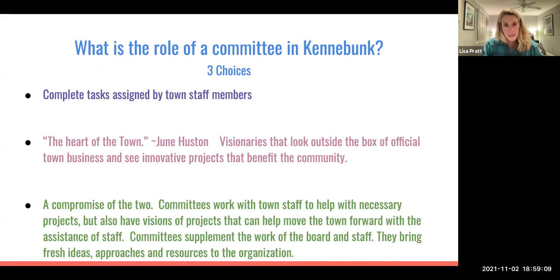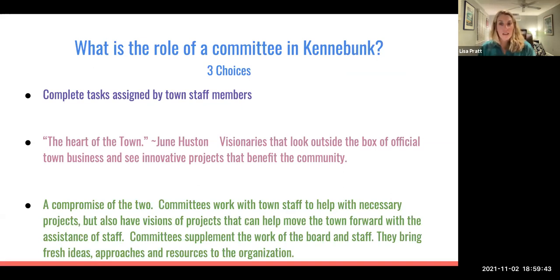So this is why we're all here tonight. What is the role of a committee in Kennebunk? In my opinion and in my research, we have three choices. One, committees complete tasks assigned by staff members. That's pretty straightforward. Two, to quote June, committees are the heart of the town. They're visionaries that look outside the box of official town business and see innovative projects that benefit the community. Or three, it's a compromise of the two.